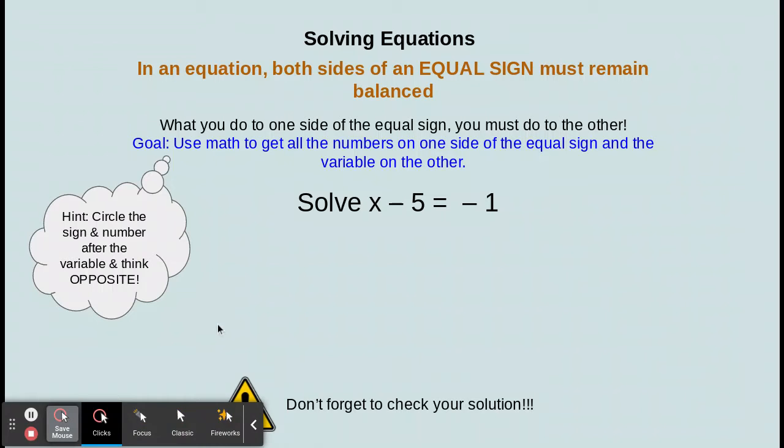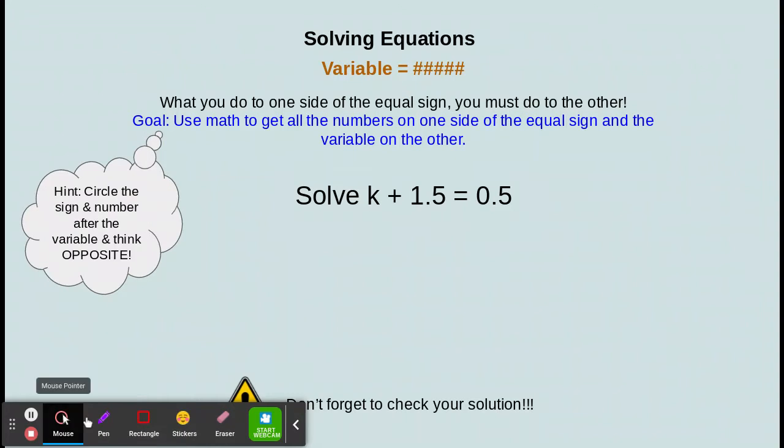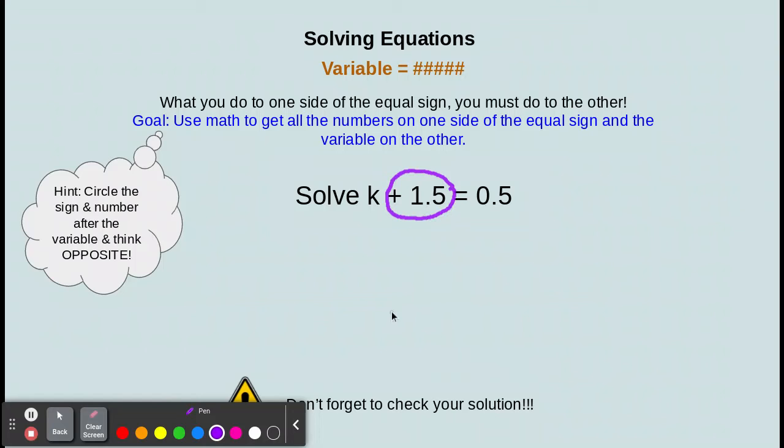Okay, let's do one more. This one involves rational numbers, but the same thing applies. What you do to the left, you have to do to the right, because you want your equation to be balanced. And the goal is to get just the k by itself. So I'm going to start by circling what's right after the k, because I know I have to do the opposite, which is -1.5.